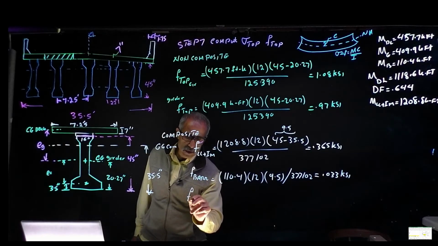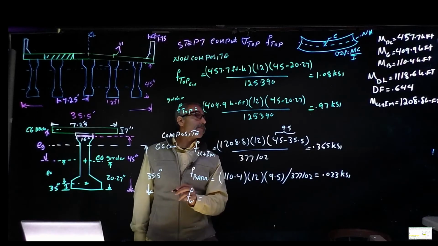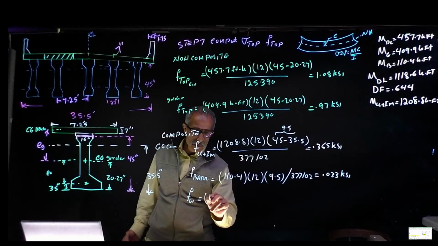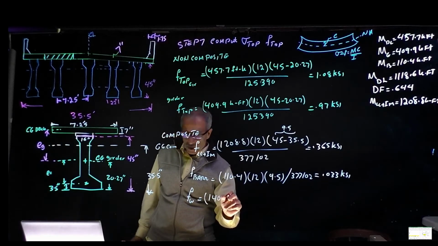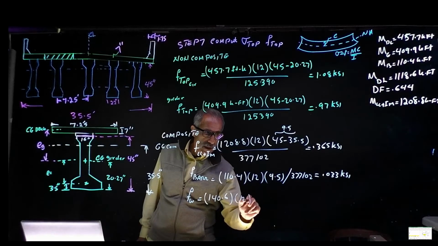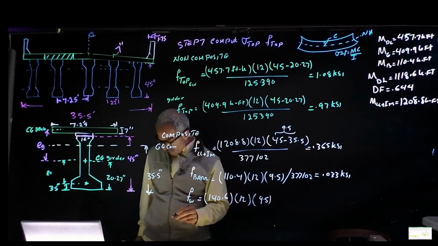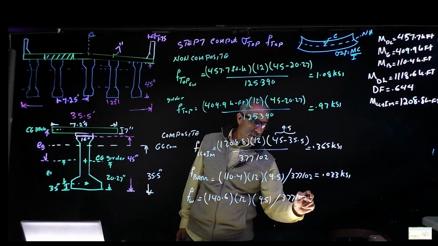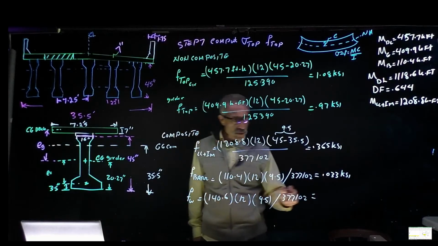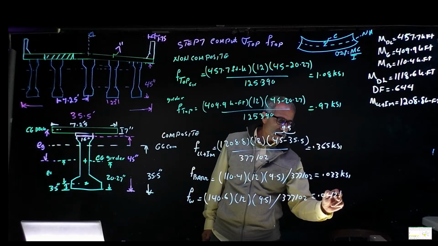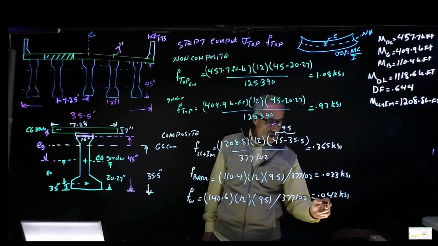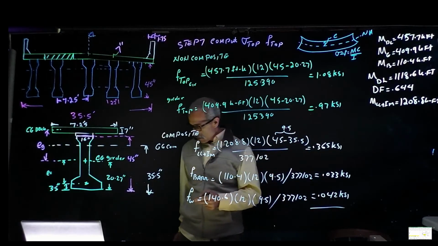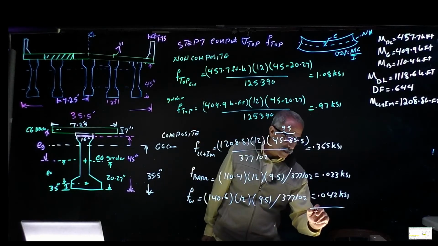Then I'm going to do the wearing course. So F for the wearing course comes out to, I wrote it down, 140.6 times 12 times 9.5, divided by the same 377,102, and that will give me 0.042 KSI. So the total of all of them comes out to almost 2.49 KSI.